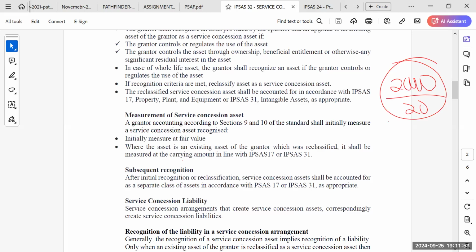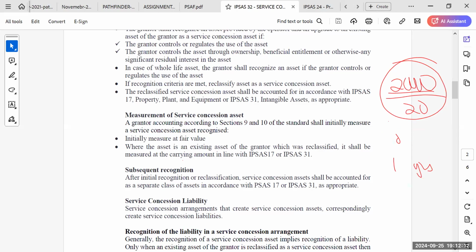So if the asset has a total life of 20 years, but the service arrangement will be only 10 years, no, you can't depreciate the 20,000 over 10 years. The asset still belongs to the government. The government will still depreciate the asset over 20 years. At the end of every year, they will be taking the depreciation to the statement of financial performance.